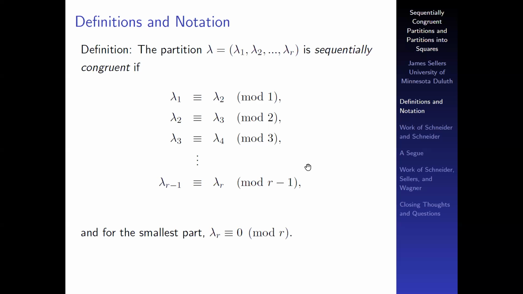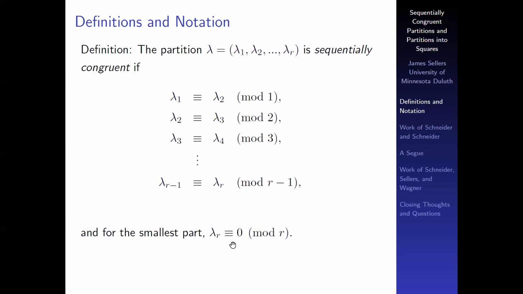And the last part, lambda r, needs to be congruent to 0 mod r. And I would like to suggest that this last piece of the definition is very natural if you simply imagine appending an infinite sequence of zeros to the end of the partition lambda. So you'd have lambda 1, lambda 2, lambda 3, dot dot dot, lambda r, 0, 0, 0, 0, 0, 0, 0. And then this last piece of the definition makes perfect sense.